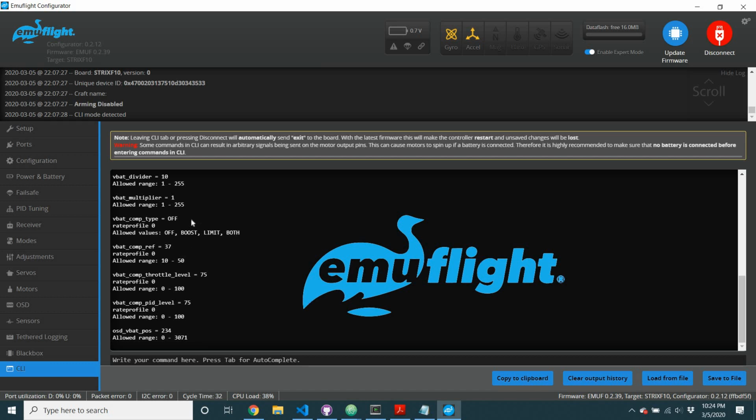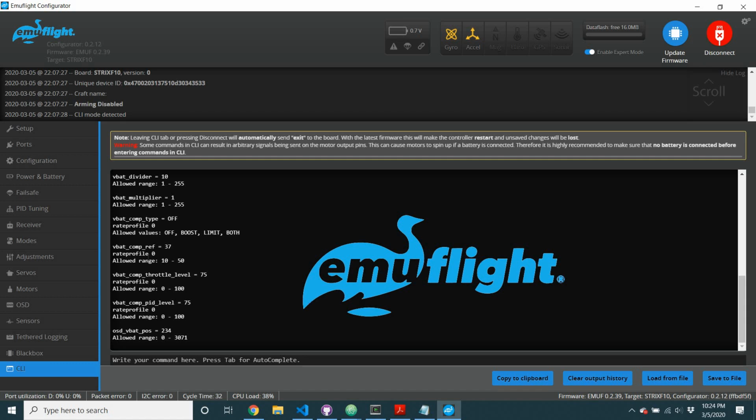decrease your throttle. Same as your P term. That's if you have both set. If you have boost set, it'll only boost below this voltage, which is 3.7 volts, and that's average cell voltage. Limit means any voltage above that will cut your throttle. And both means that any voltage above that, it'll be cut a little bit. As your voltage is below that, it'll be raised a little bit.